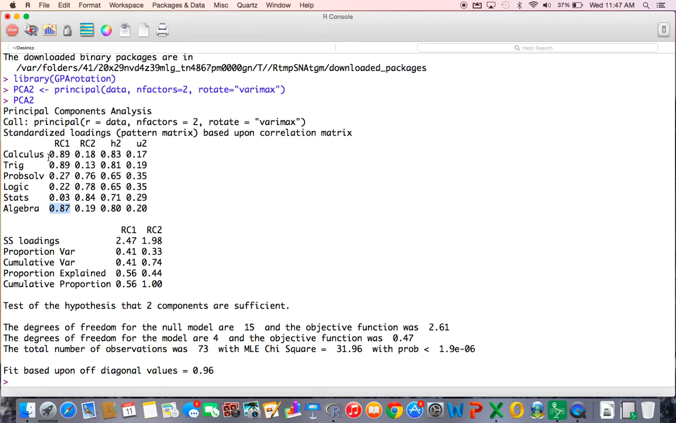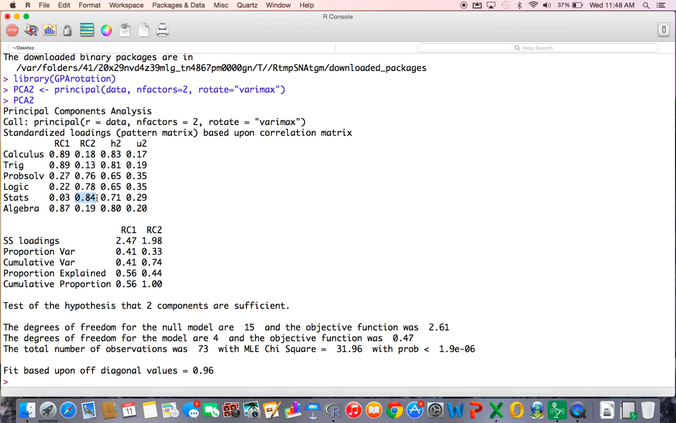So it looks to me that calculus, trig, and algebra are all greater than 0.3. So it looks to me that calculus, trig, and algebra are loading on component 1. And it looks to me that problem solving, logic, and statistics are all loading on component 2.